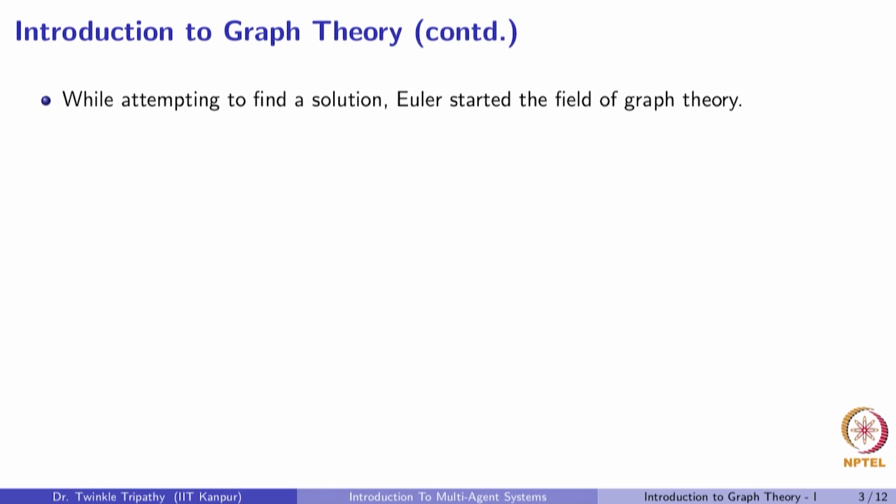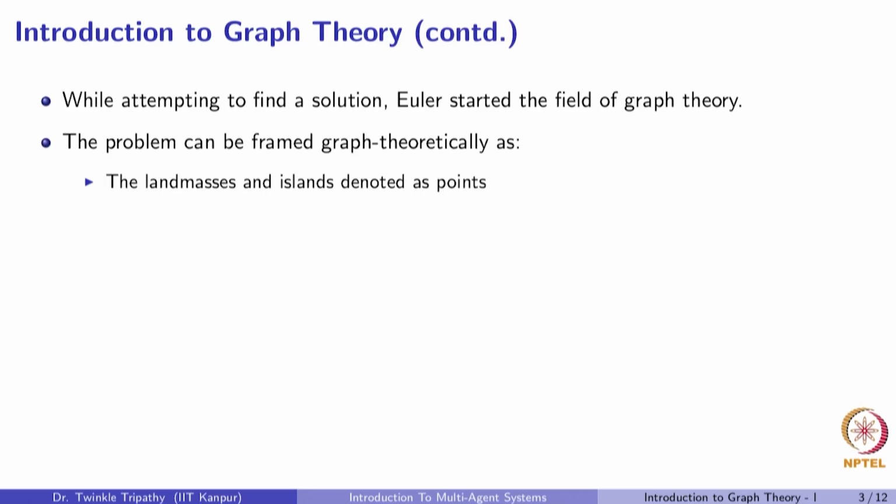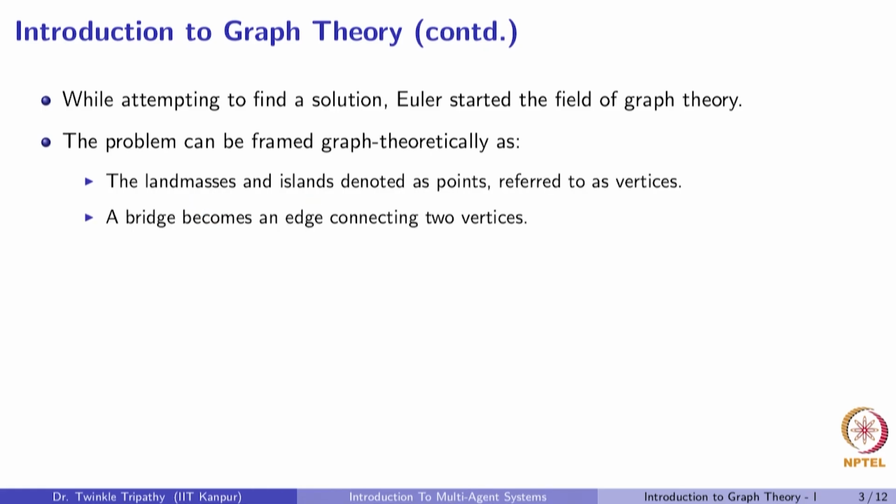So, how is this problem defined in a graph theoretical manner? Let's see. In order to do that, the land masses B and C and the islands A and D are simply denoted as points, and every bridge which connects two vertices is denoted as an edge in the network. Note that the points that are given here are referred to as the vertices.